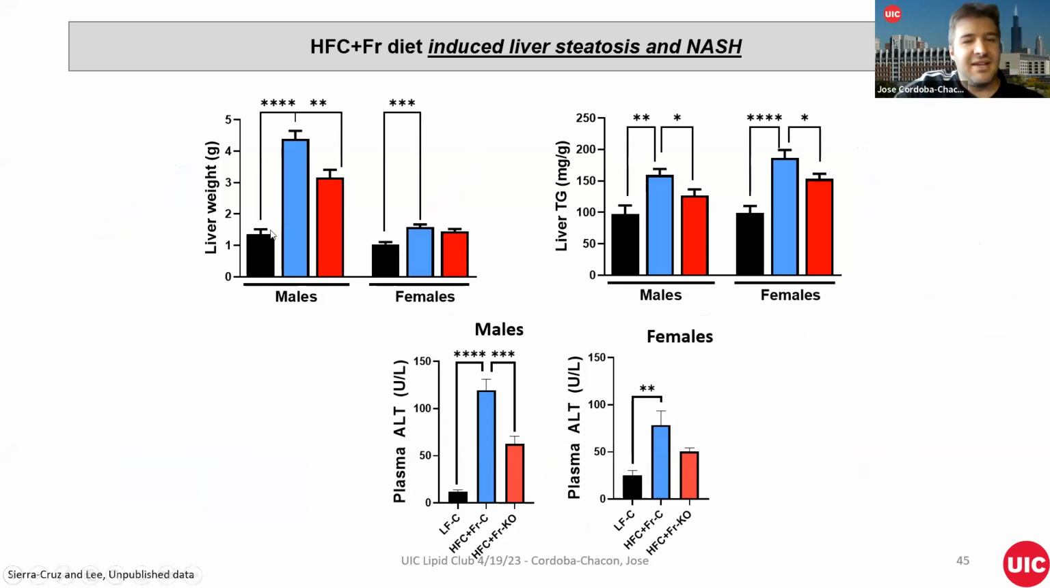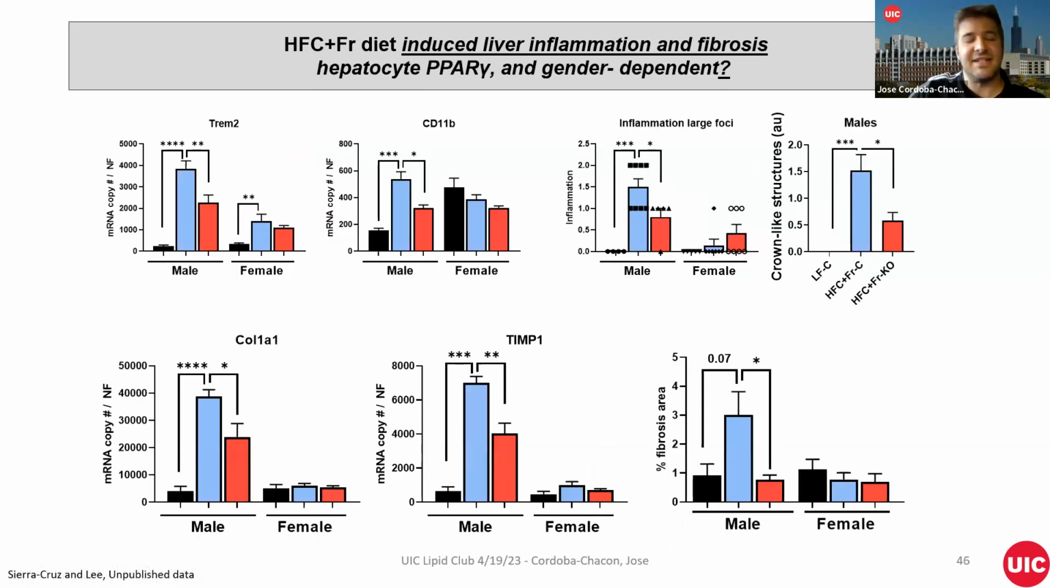The liver weight was dramatically increased in males, but in females, it wasn't so much. Steatosis was increased in both of them, as well as ALT, but that effect was more dramatic in male mice. When we look at the liver genes, we observe that inflammation is significantly upregulated in male mice, but female mice don't have much of that upregulation, and the same for fibrosis. Fibrosis was significantly upregulated in male mice, but not in females.